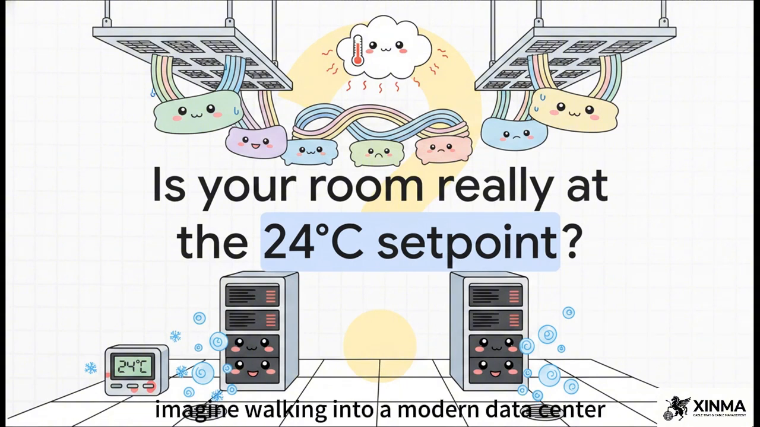Okay, let's start with a really common scenario. Imagine walking into a modern data center. You check the thermostat, or maybe you just feel that conditioned air blowing up from the floor tiles, and it's a perfectly crisp, cool 24 degrees Celsius. Feels great, right? Naturally, you'd assume that because it feels perfectly cool to you standing down there on the floor, everything in that room is happily chilling at that exact same temperature. But is it really? Is your data center a perfectly cool 24 degrees everywhere?